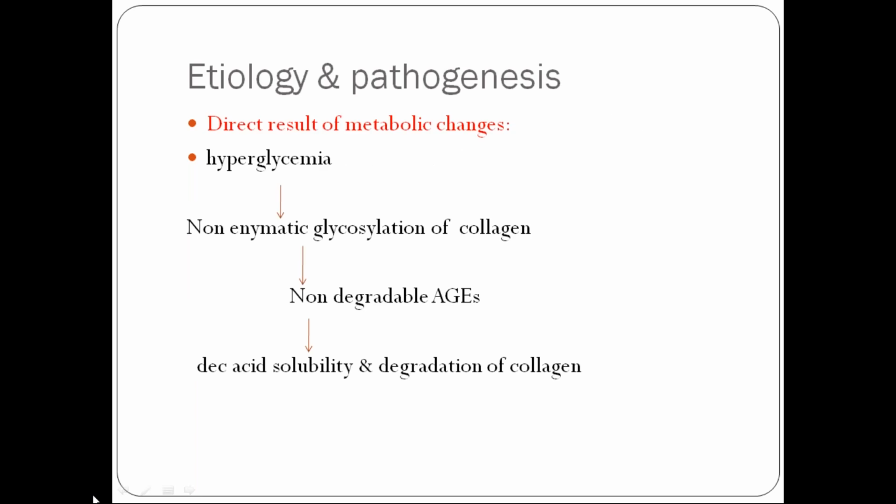And coming to the pathogenesis. How exactly are diabetes and skin manifestations related? Why are we seeing this? The first cause is the metabolic changes which happen in our body because of diabetes. One is hyperglycemia, as you know. Due to hyperglycemia, there will be non-enzymatic glycosylation of collagen, and there will be formation of non-degradable advanced glycosylated end products in our body, with decreased acid solubility, and there will be degradation of collagen.